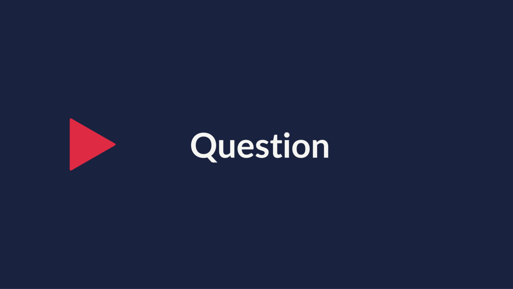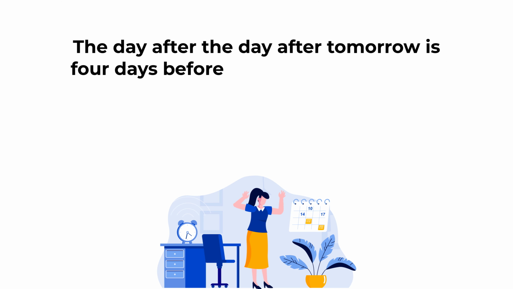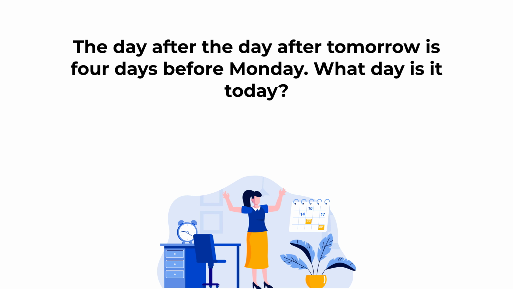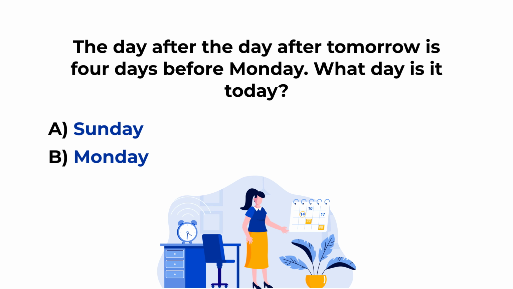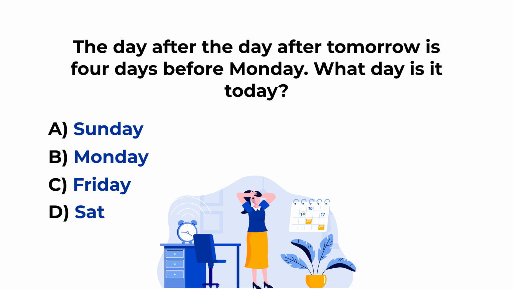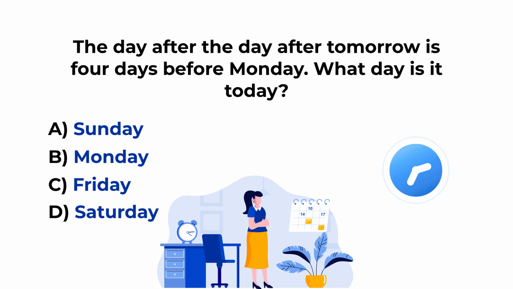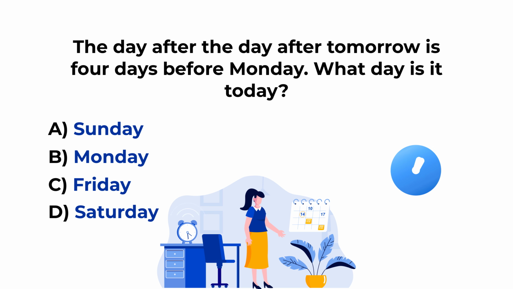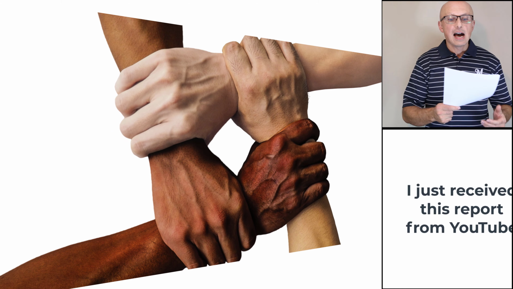Here's the cool question, which tests your ability to quickly come up with the answers. The day after tomorrow is 4 days before Monday. What day is it today? And you have 4 different choices. Choice A, Sunday. Choice B, Monday. Choice C, Friday. And choice D, Saturday. Do you see the answer? Think again. These types of puzzles might require you to do some thinking, so feel free to pause this video to see if you can come up with the answer. Ready or not, I am going to move forward and get us to the correct solution together.